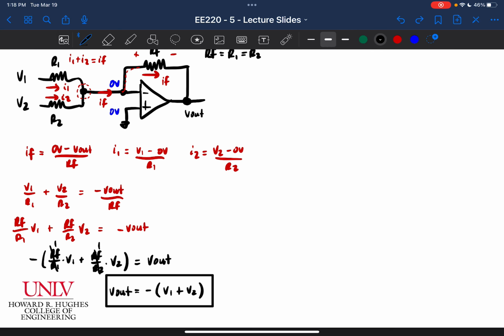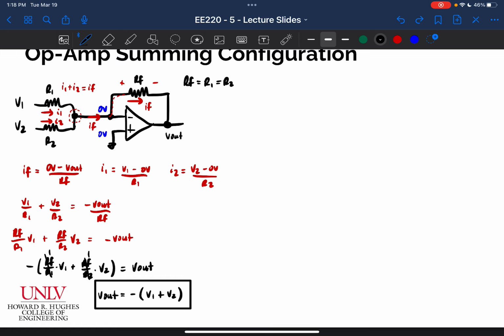But maybe that still doesn't satisfy you. Maybe you don't like that that's negative. So there's something I could add to this circuit in order to flip that, which we've already learned. Well, I can add an inverting amplifier. So what if I add an inverting amplifier like such?